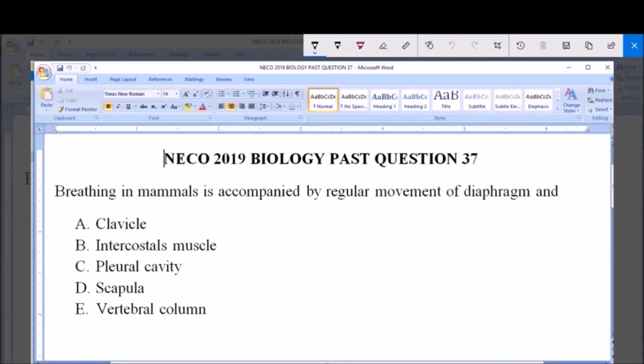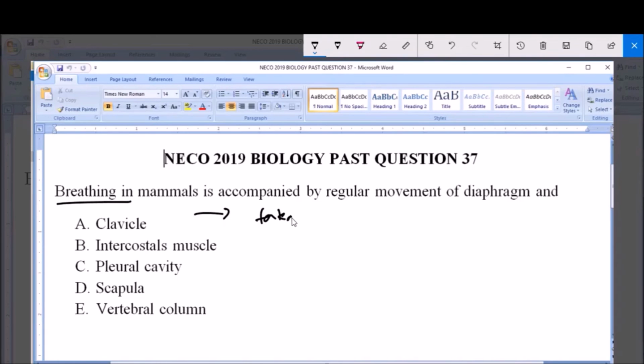Hello, good day and welcome. I will be answering NECO 2019 biology past question 37. Breathing in mammals is accompanied by regular movement of diaphragm and A. Clavicle, B. Intercostal muscle, C. Pleural cavity, D. The scapula, and E. Vertebral column.